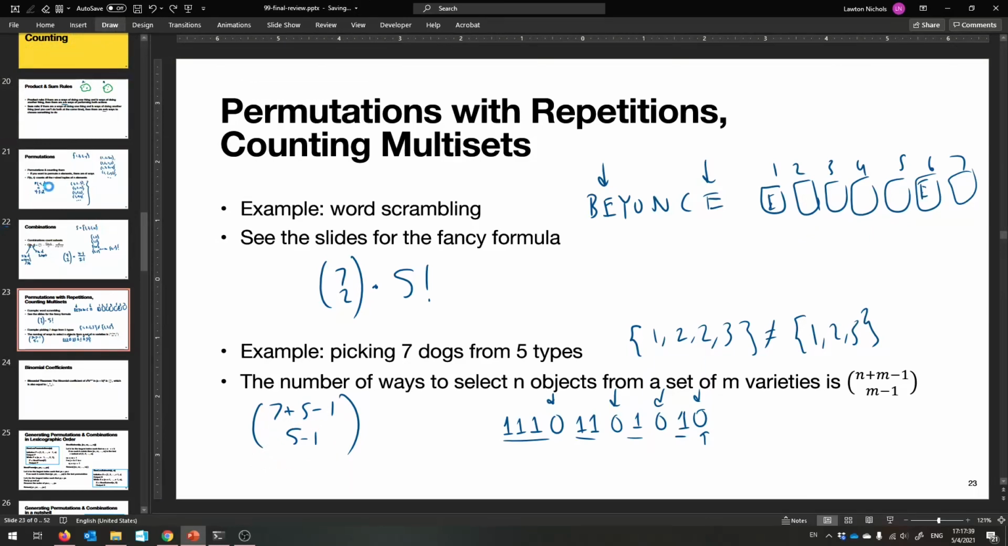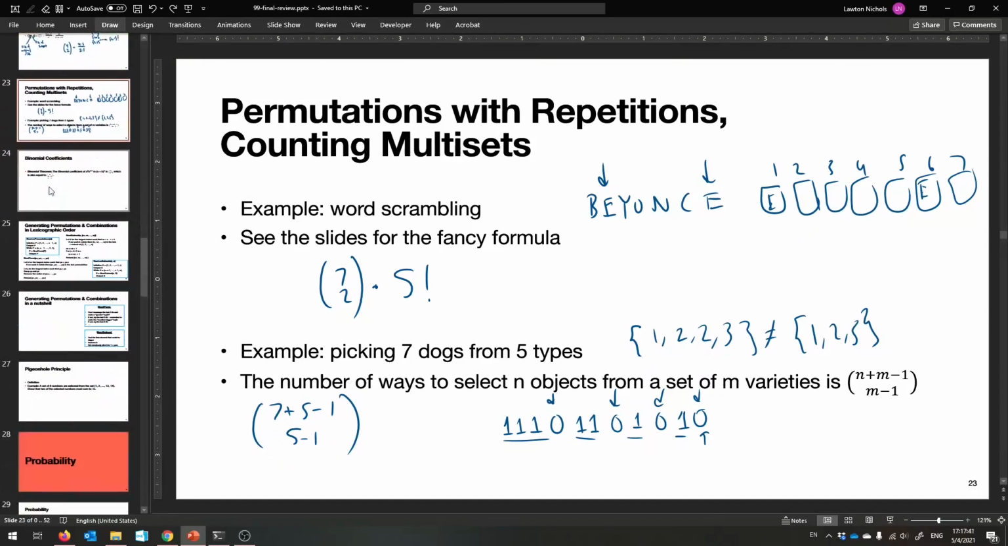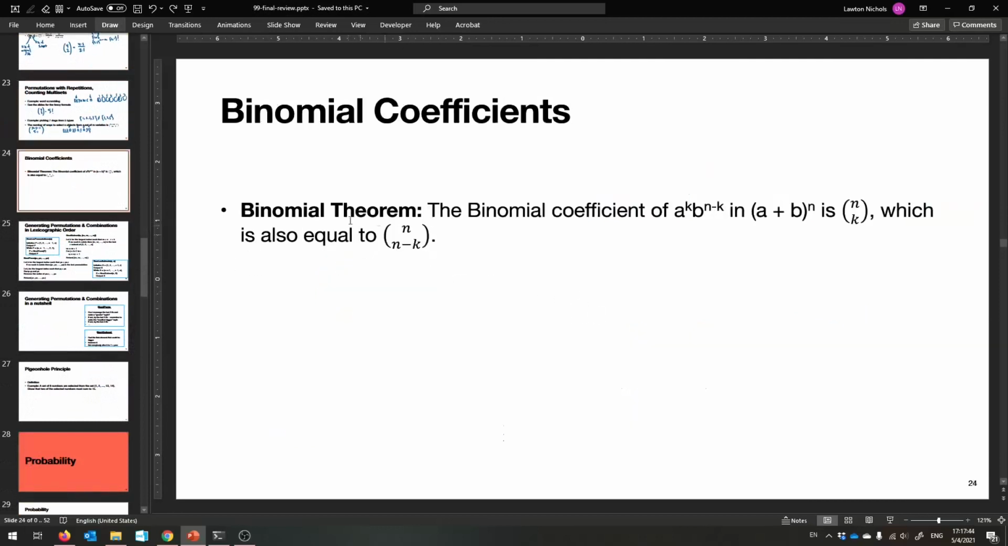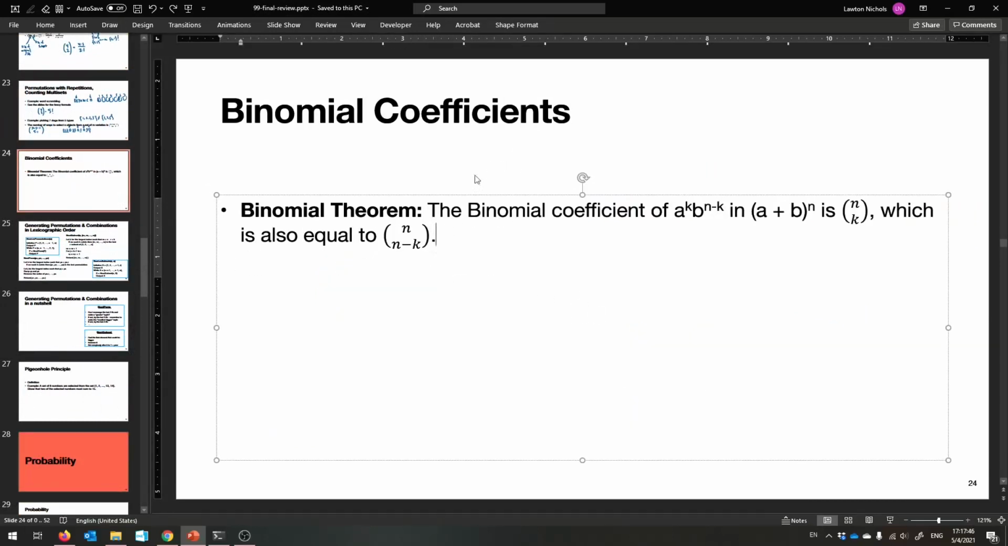Yeah, hopefully this is all coming back to you. It's fun stuff. It's a bit different from programming, but it's helpful when we're talking about algorithm analysis when you get into an upper division class about that. Okay, that brings us to binomial coefficients.